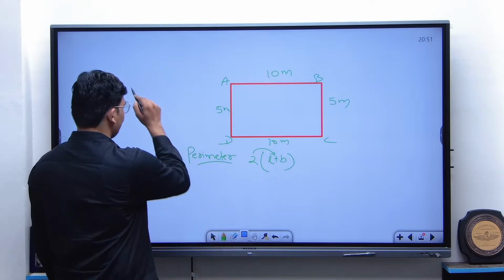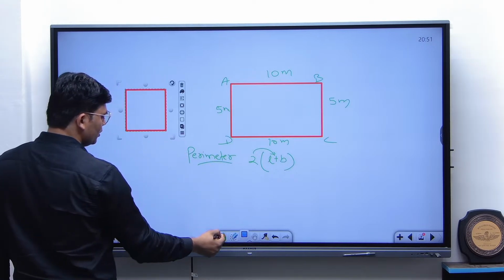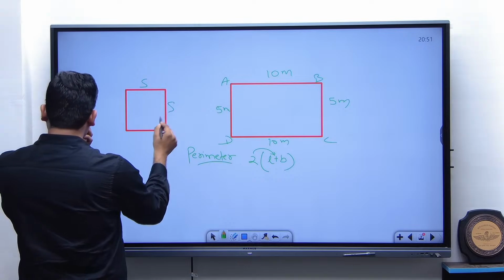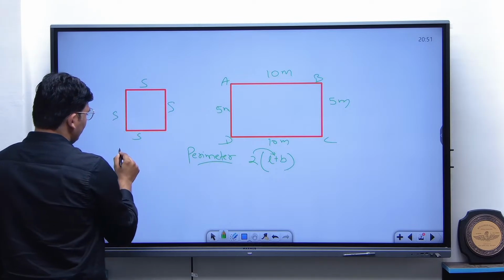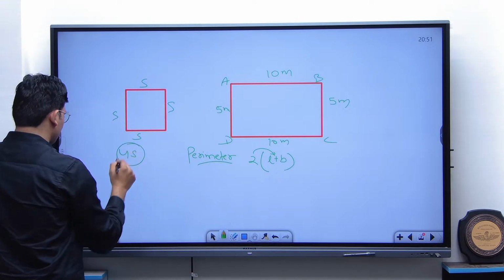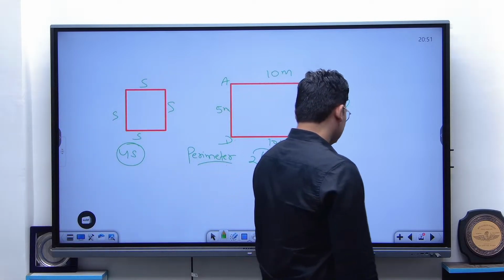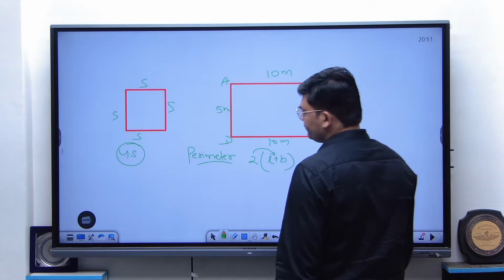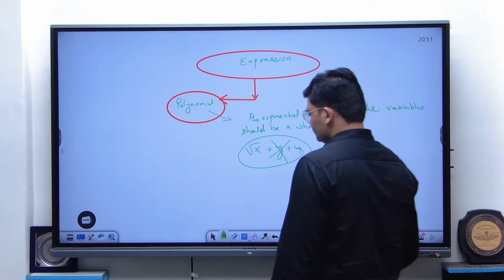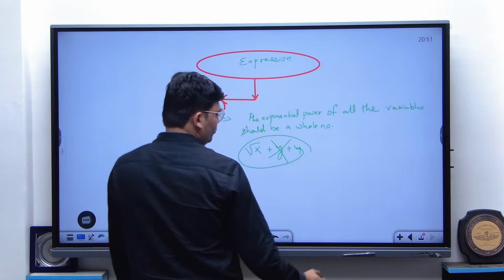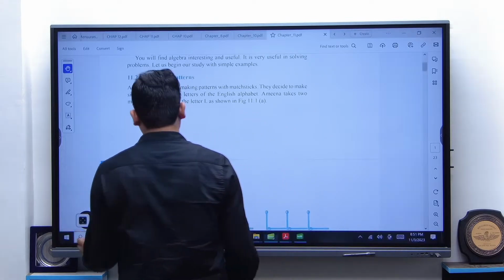Suppose for a square, the same side length is coming how many times? 4 times. So what will be the perimeter? 4 into side. Are you getting it? Yes. The same pattern you need to find now here.